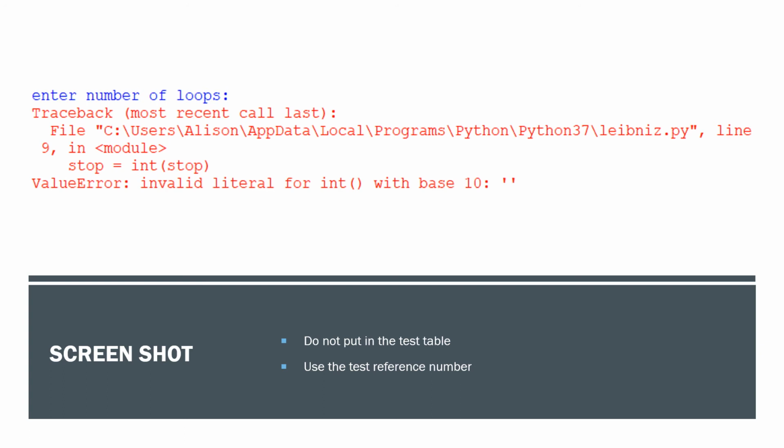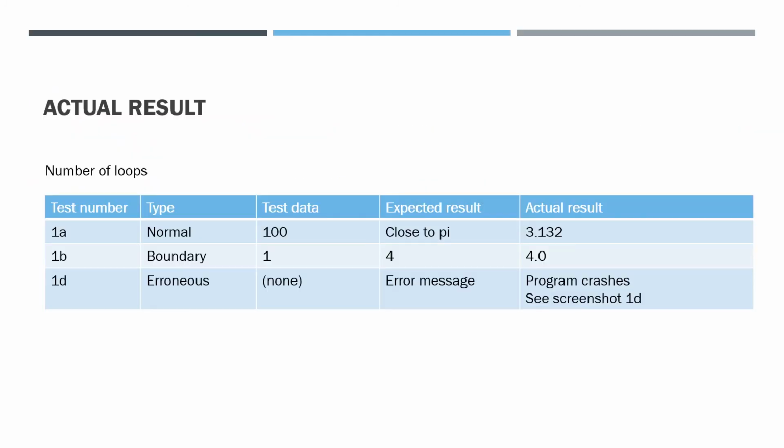Do take screenshots, but don't put the screenshots into the test table because they're too big. It'll make the table stretch and look funny. Instead, give the screenshot a name based on the reference number of the test. So screenshot of test 1C, and put it under the table. And then in the table, enter the actual result that you see. So the program has crashed, see screenshot 1D, or whatever the number of our test is.